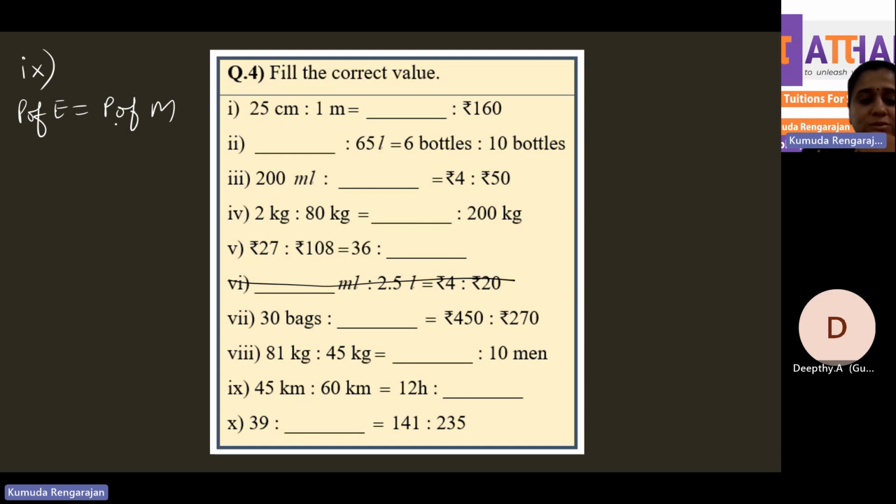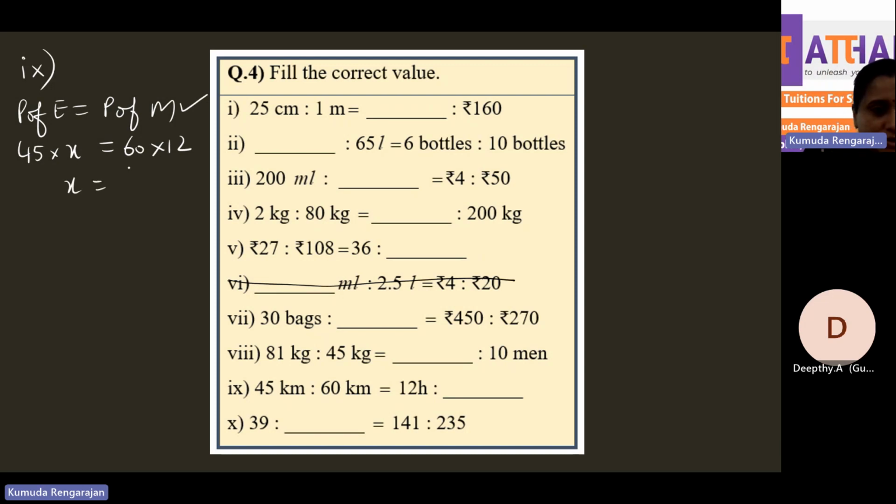So what's the product of extremes? In the ninth one, 45 into x. You call it x, y, z, whatever you want, is equal to product of means. What's the product of means? 60 into 12, correct? This is the first step. First we write product of extremes is equal to product of means, or product of means is equal to product of extremes, and then write whatever it is below that.